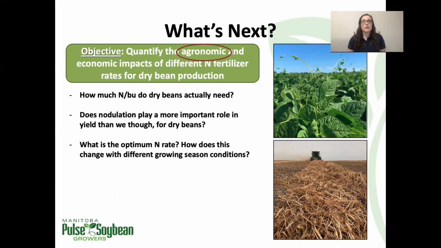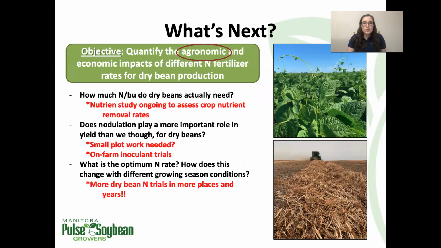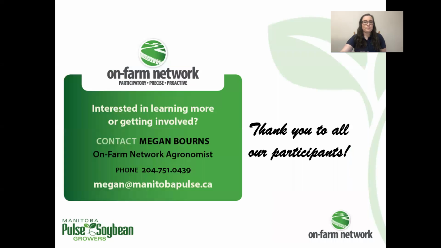And then ultimately, determining what the optimum N rate is and how that changes with different growing season conditions in different regions with different bean types, etc. So I think we certainly have some more work to do. It comes down to needing more trials in more years. So we'll look to continue with these N fertility trials, certainly with farmers who are interested in testing out different N rate strategies for their dry bean production.